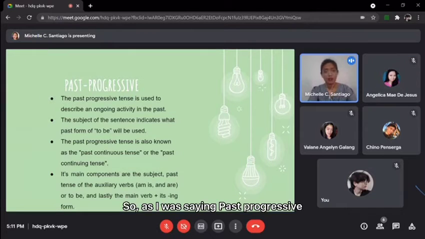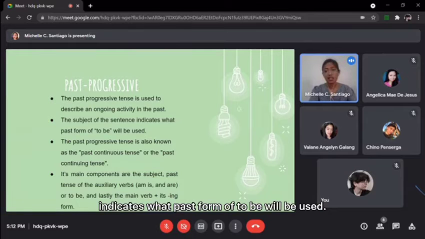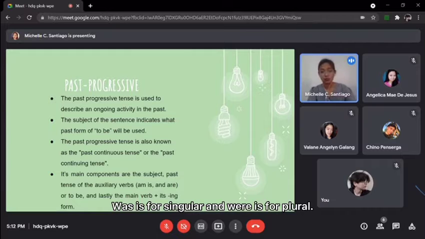So, as I was saying, past progressive tense is used to describe an ongoing activity in the past. The subject of the sentence indicates what past form of to be will be used. So I, he, she, and it use the past tense of to be, which is was, and they, we, and you use the past tense were. Was is for singular and were is for plural.